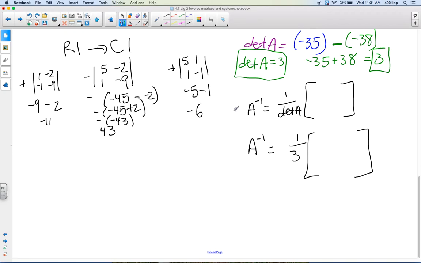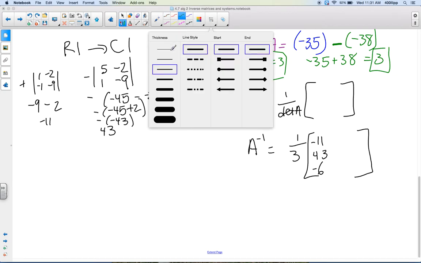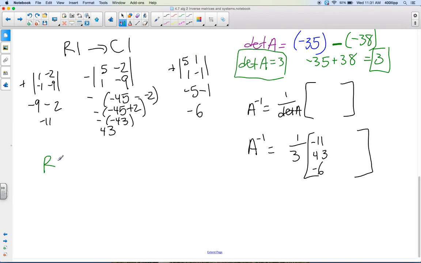So this was row 1 is now going to become column 1. So it's negative 11, 43, and negative 6. Okay? And we can check this after we do all of our work, show all of our work. You can check it in your calculator once you're done with that. All right, so moving on, now we're going to do row 2. Row 2 then is going to become column 2.